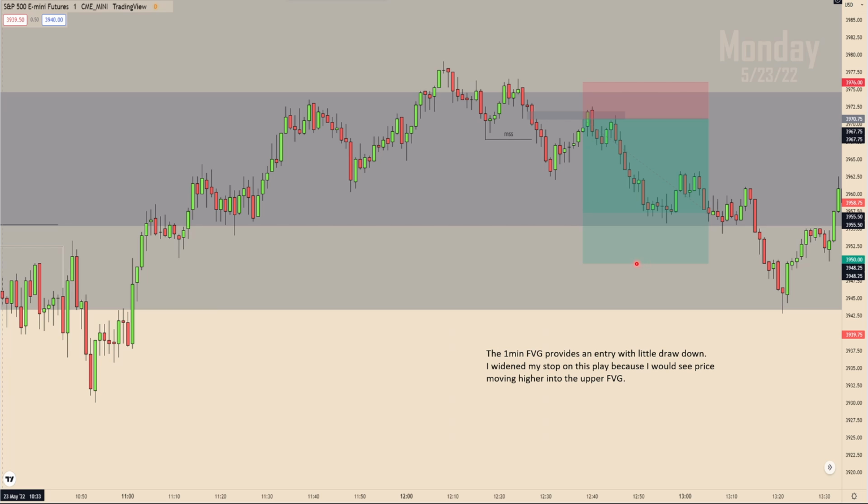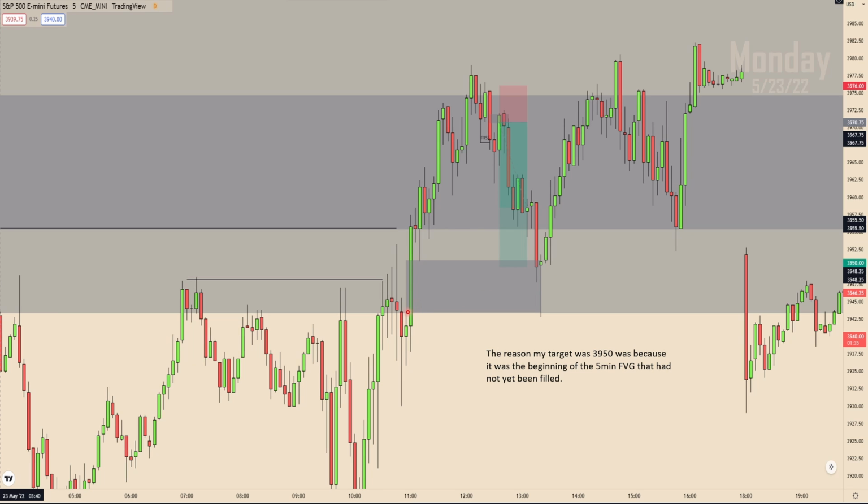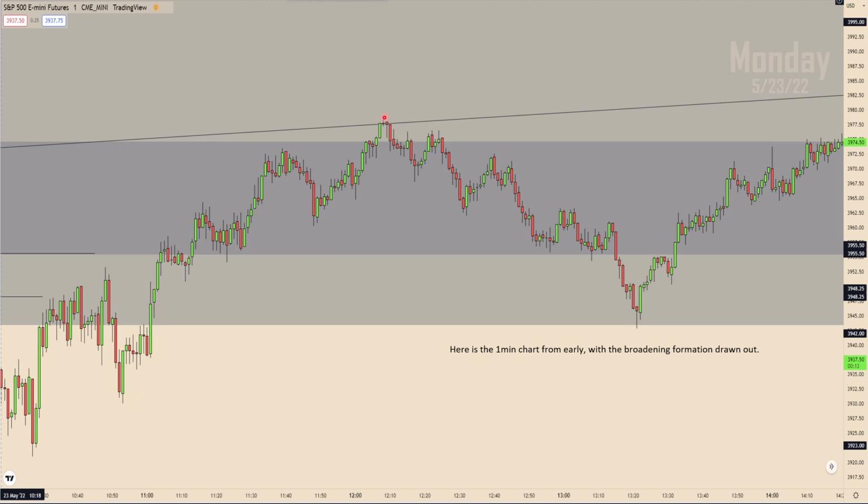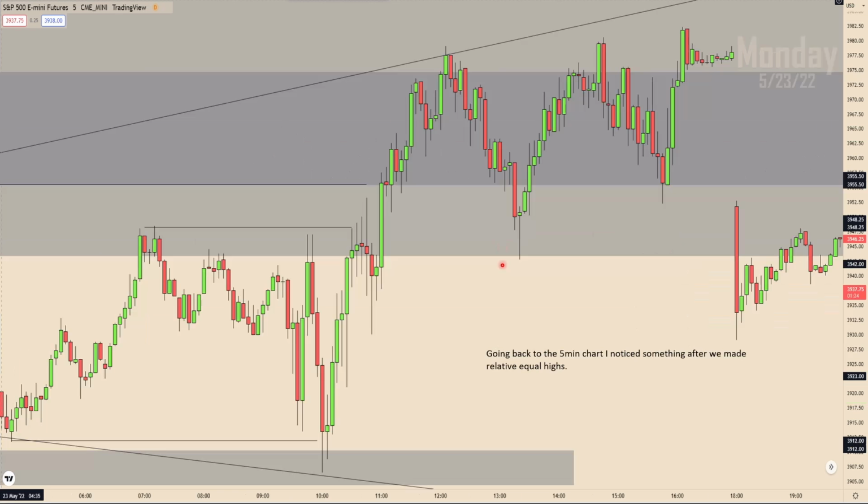Now, why do I put my target right here? Like a little bit of a weird spot. Yeah, there's a swing low there, but why is that? Going out to the 5-minute chart, you can see this big fair value gap here that hasn't been filled. So I'm targeting that fair value gap there. Another reason I liked that short is with a broadening formation here, shown on the hourly. We go down to the 1-minute chart, and that is the broadening formation there. Hits the broadening formation, market structure shift, kind of things just aligned. So that is why I liked that.